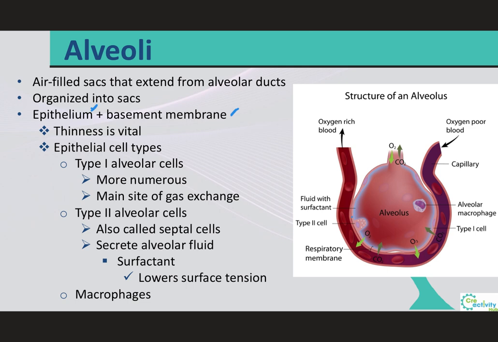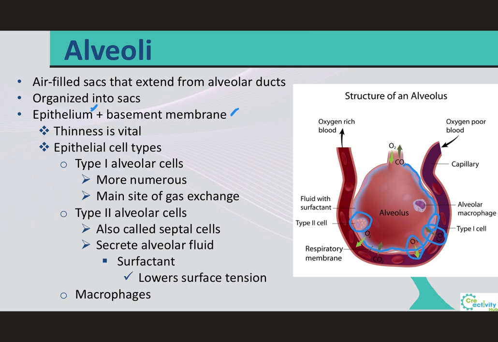Now, this epithelium will consist of two types of cells, what we call type 1 alveolar cells, which are more numerous, and the type 2 alveolar cells. Type 1, they're the ones that will form a nearly continuous lining of the alveolar wall, and they are the main sites of gas exchange.